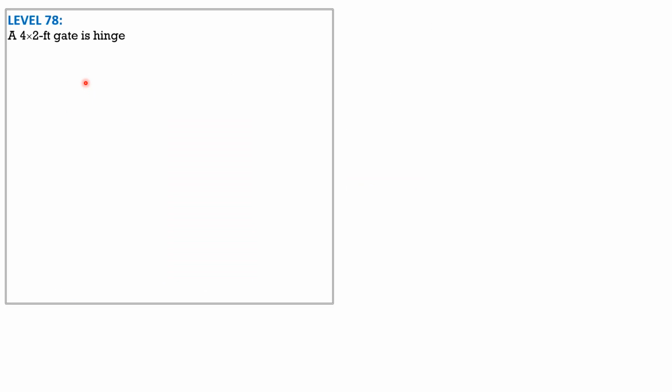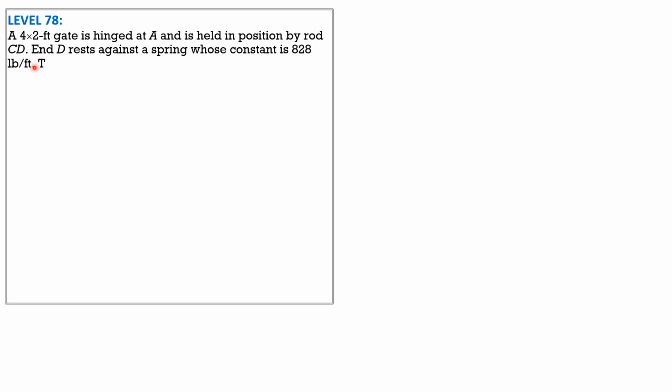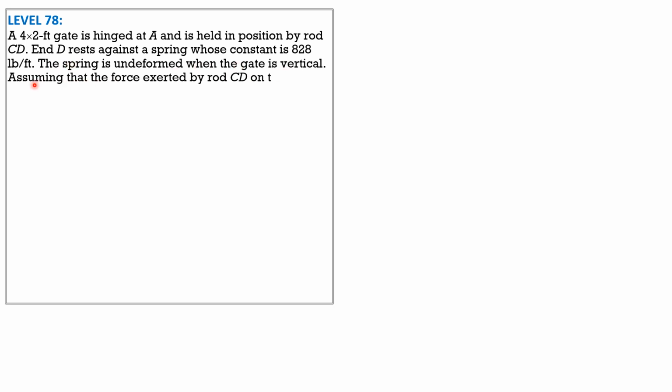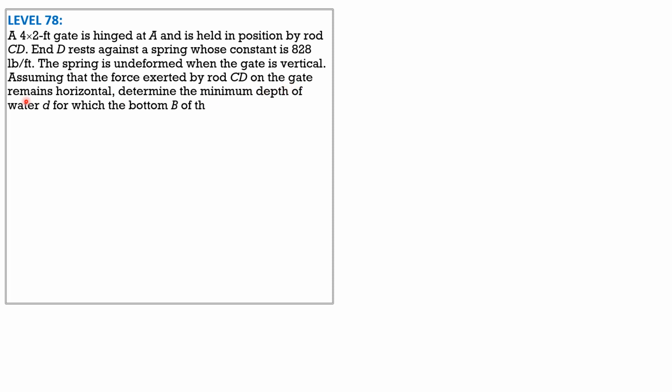Problem 78: a 4 by 2 feet gate is hinged at A and is held in position by rod CD. B rests against a spring whose constant is 828 pounds per foot. The spring is undeformed when the gate is vertical. Assuming that the force exerted by rod CD on the gate remains horizontal, determine the minimum depth of water d for which the bottom B of the gate will move to the end of the cylindrical portion of the floor.